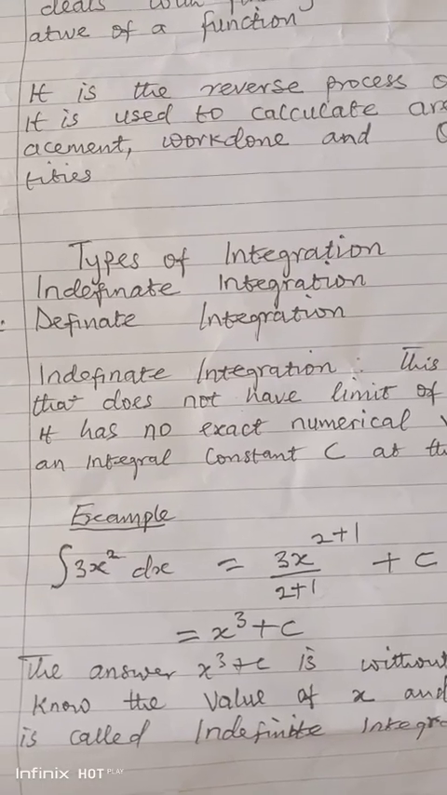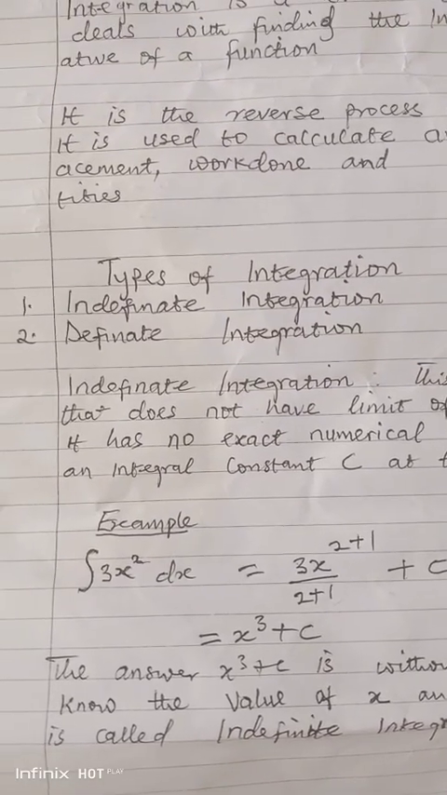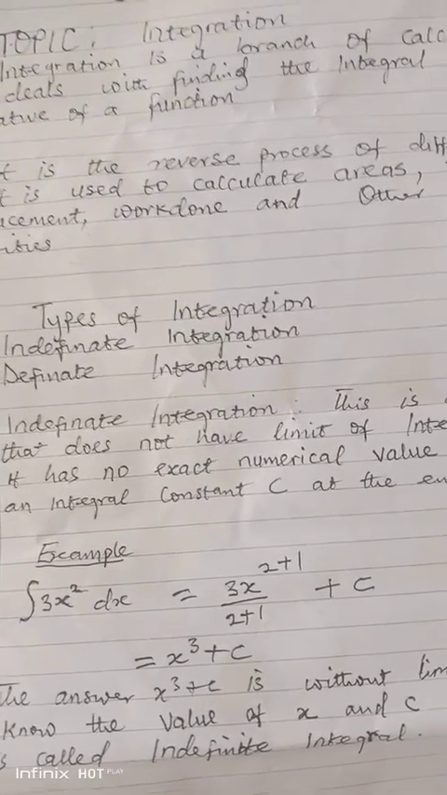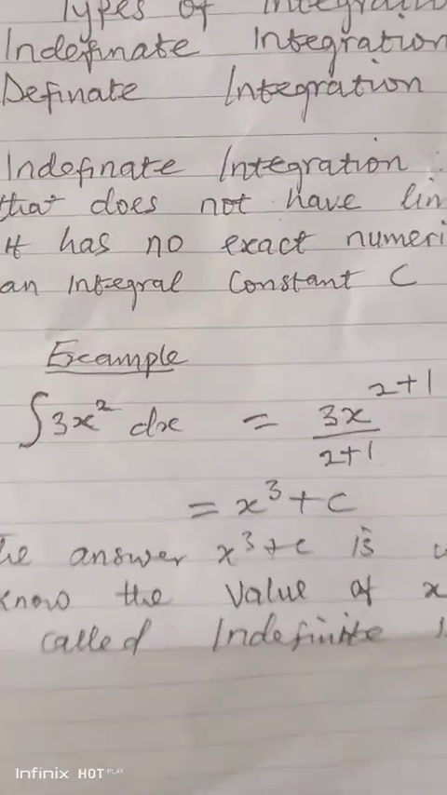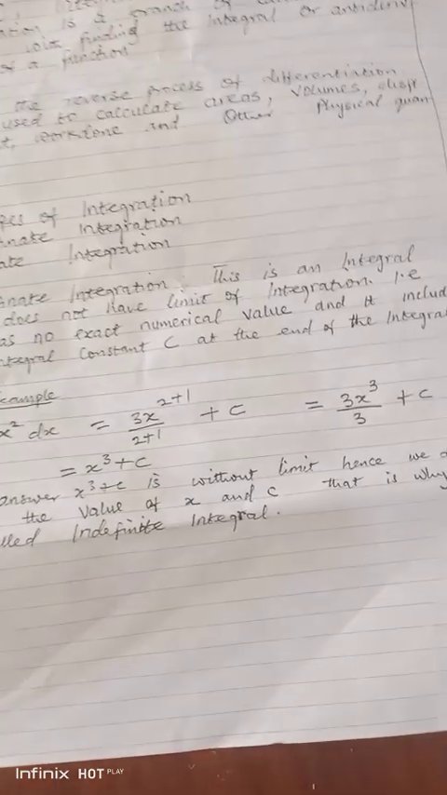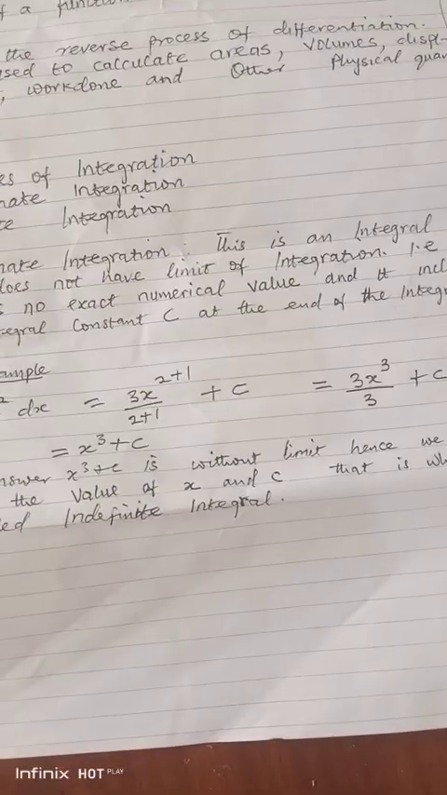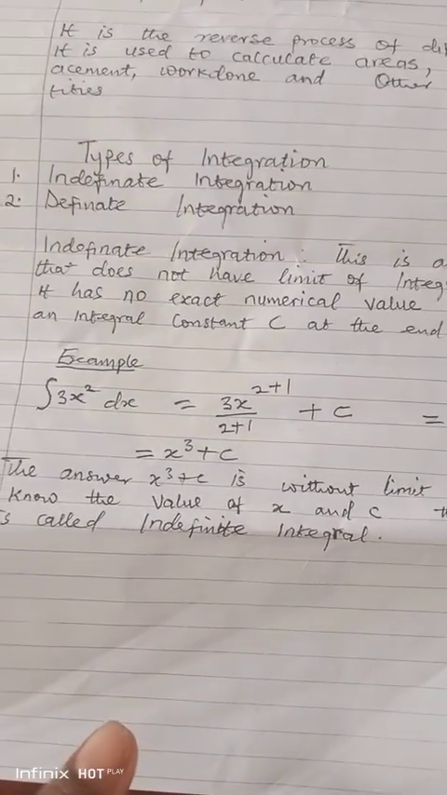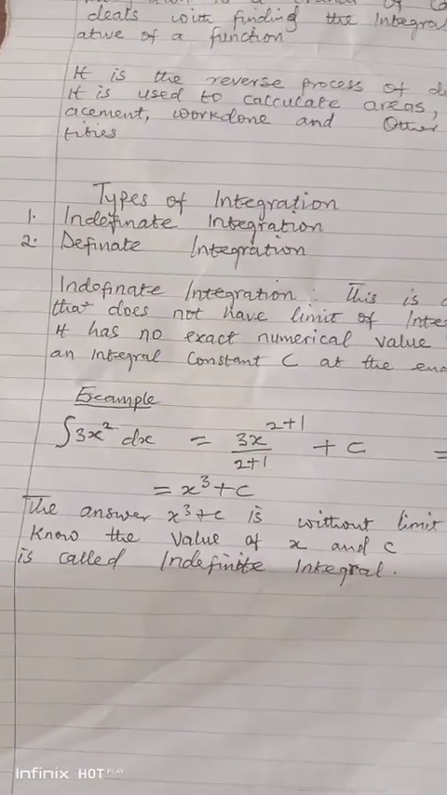Types of integration. We have the indefinite integration and the definite integration. The indefinite integration is an integral that does not have a limit of integration. The outcome does not have a particular limit. It is without limit because we don't know the value of x and we don't know the value of c. That is why it is called an indefinite integral.